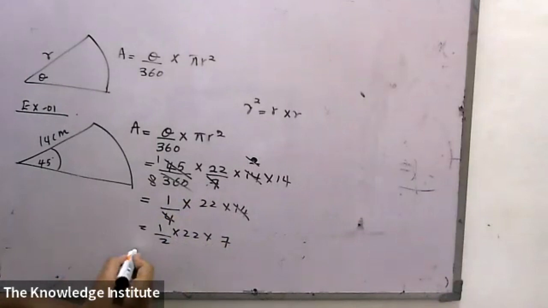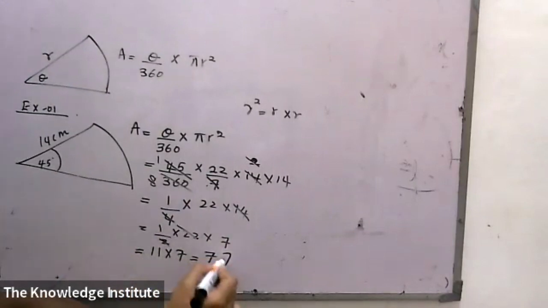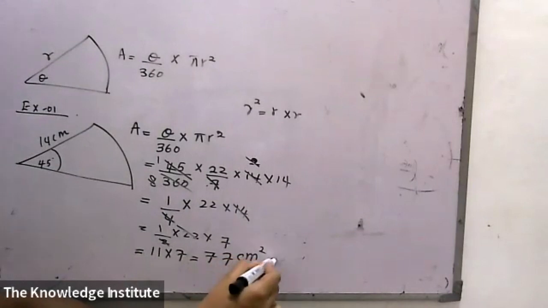Again, 22 and 2 you can divide, right? 22 divided by 2 is 11. Now finally multiply. 11 into 7 is 77 square centimeters.